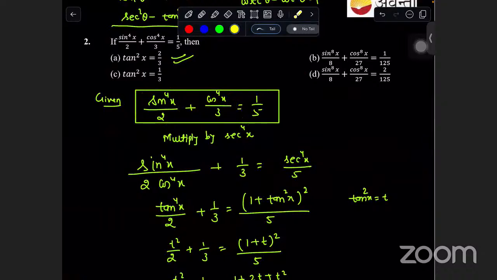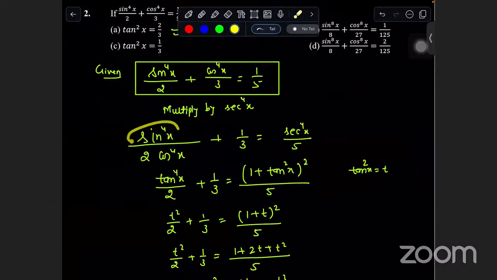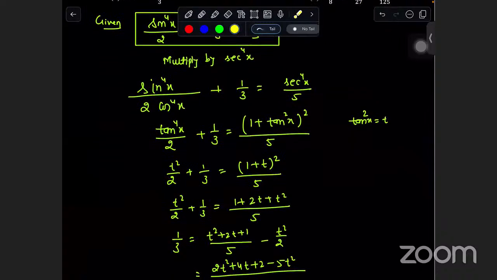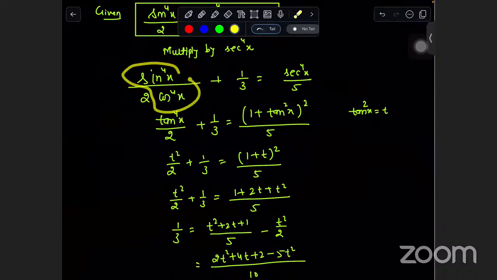Now, what did you do? Multiply by sec to the power 4x. So it will become sin to the power 4x upon cos to the power 4x upon 2, plus 1 by 3, equals sec to the power 4x upon 5. Now, this became tan to the power 4x upon 2, plus 1 by 3.